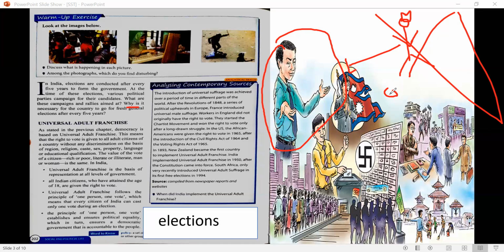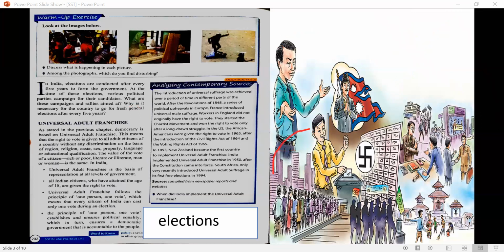If we discuss what universal adult franchise is, without discussing this whole thing over this picture, leaving these things over here.